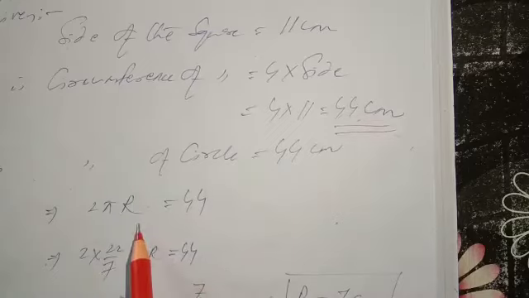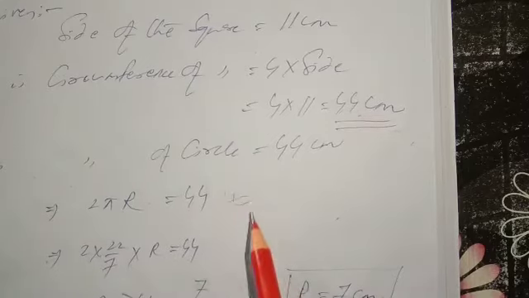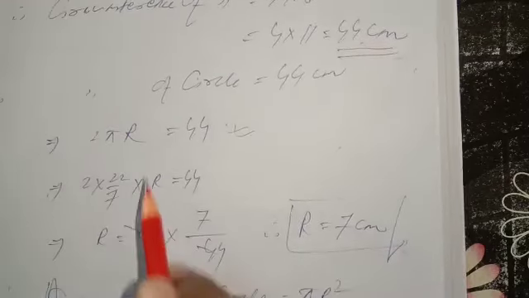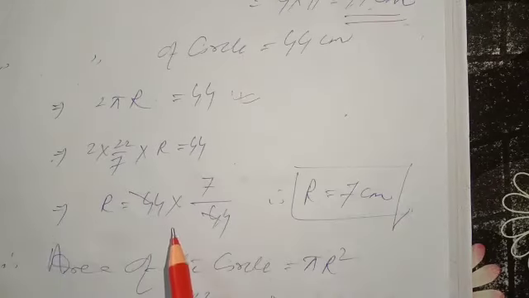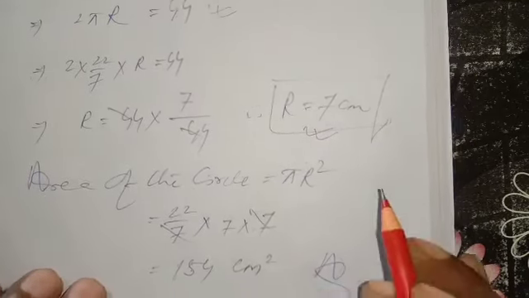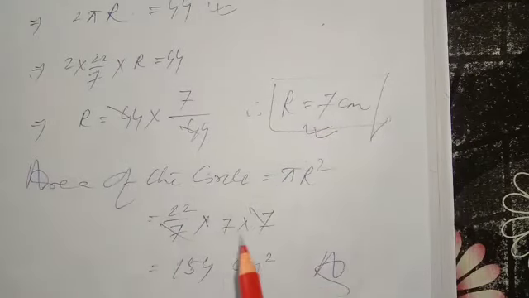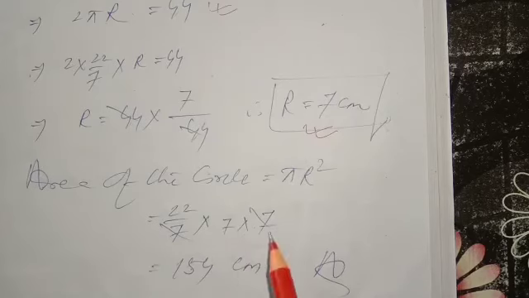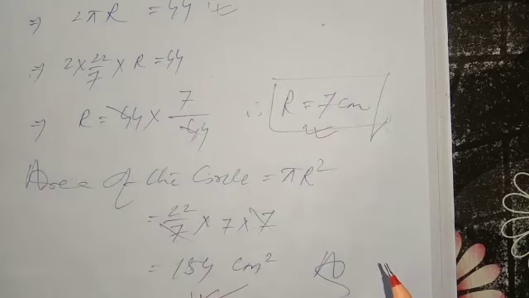Circle formula 2 pi r is equal to 44. 2 into pi means 22 by 7 into r equal to 44. From here you will get r equal to 7. Radius 7. Therefore, area of the circle formula is pi r square. Pi means 22 by 7 into 7 into 7. 7 cancel, 154 centimeter square. Question number 5 completed. Let us go to question number 6.